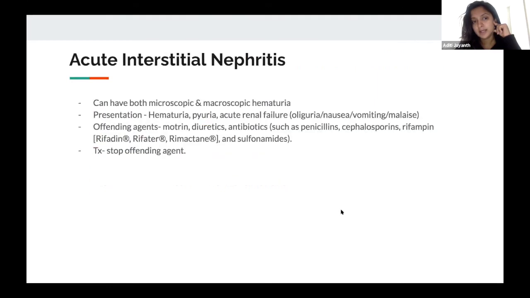And then acute interstitial nephritis can have both microscopic and macroscopic hematuria. It will present more with hematuria, pyuria, and renal failure symptoms. Usually the offending agents are Motrin, which lots of people get in the PCP's office, diuretics, antibiotics such as penicillin, cephalosporins, rifampin, which someone mentioned earlier, and sulfonamides. The treatment really is to stop the offending agent. The nice thing about our population is they're not on a ton of drugs, so they're not usually on multiple of these medications and it's easier to figure out which one is causing it.